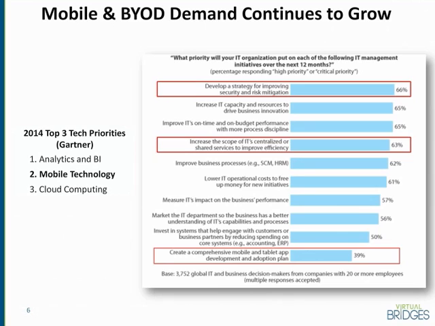Obviously, since you're listening to this, you're aware of the issues concerning BYOD. You're also aware that demand for BYOD is not going to go away anytime soon. In Gartner's report of the top 3 tech priorities, mobile technology is a second priority for IT organizations.